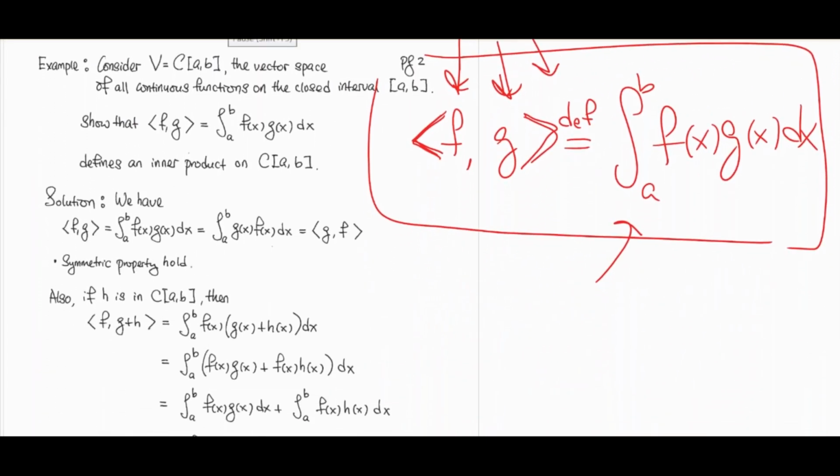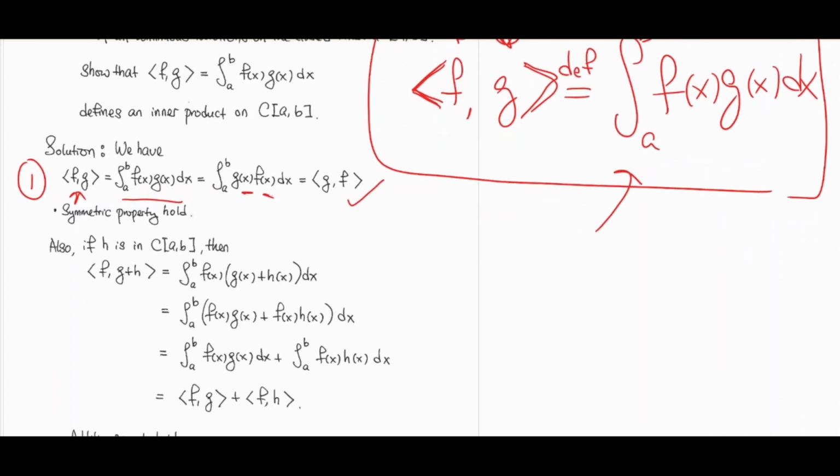So the first property, the bracket f comma g. By definition that is equal to this, and with integrals it's okay to switch the positions of g and f. That's not a problem, and obviously that will equal this. So this is our symmetric property. It holds. Okay, let's look at the second one.